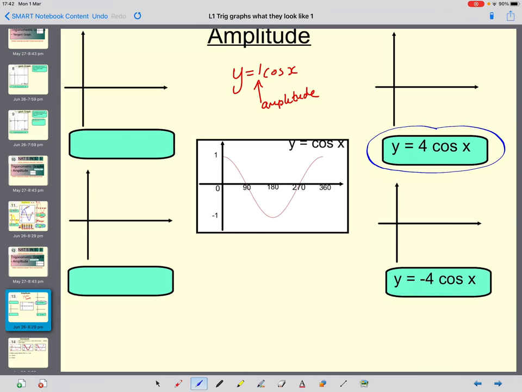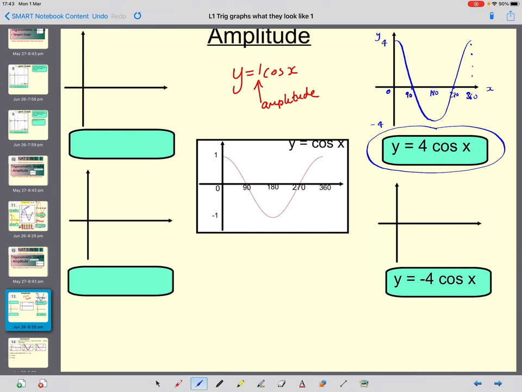Again, it's going to stretch it in the y direction. So the cos graph is going to be stretched. Look something like that there. It's going to go up to 4, down to -4, and all the same points apply. All those important points that you must know off by heart.